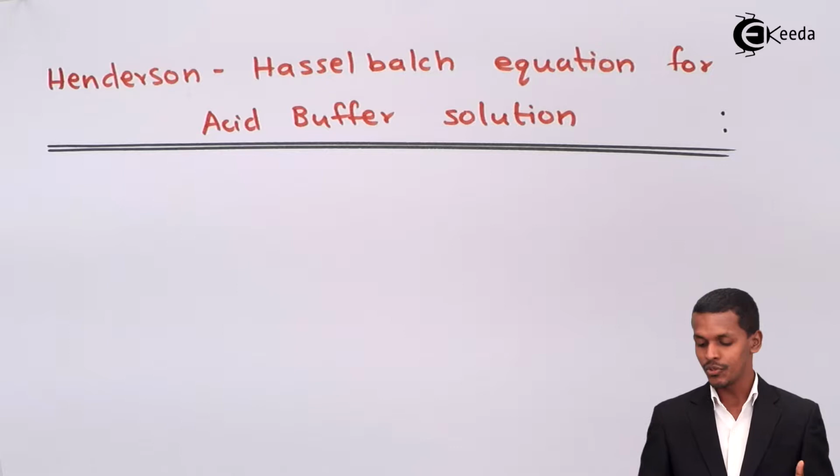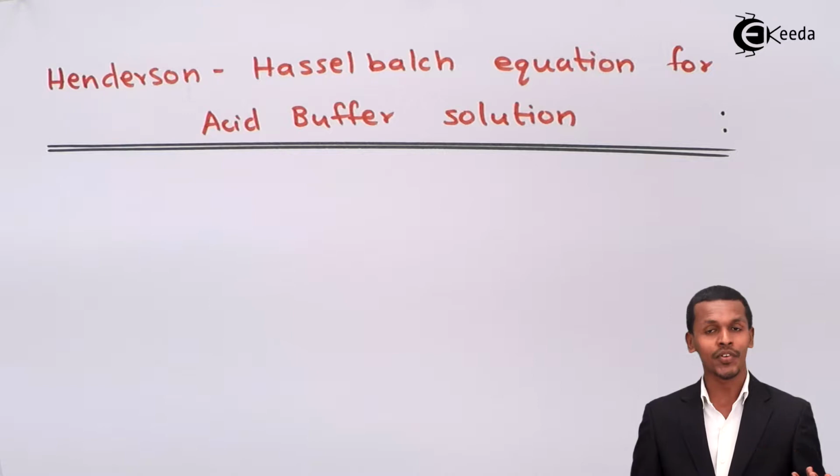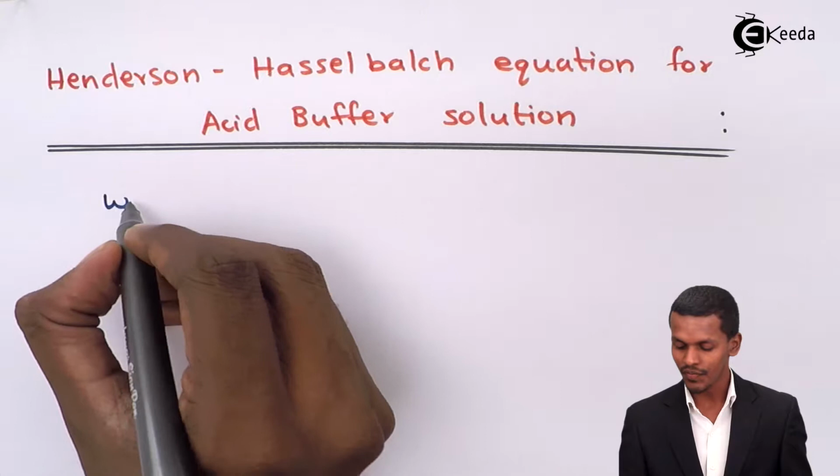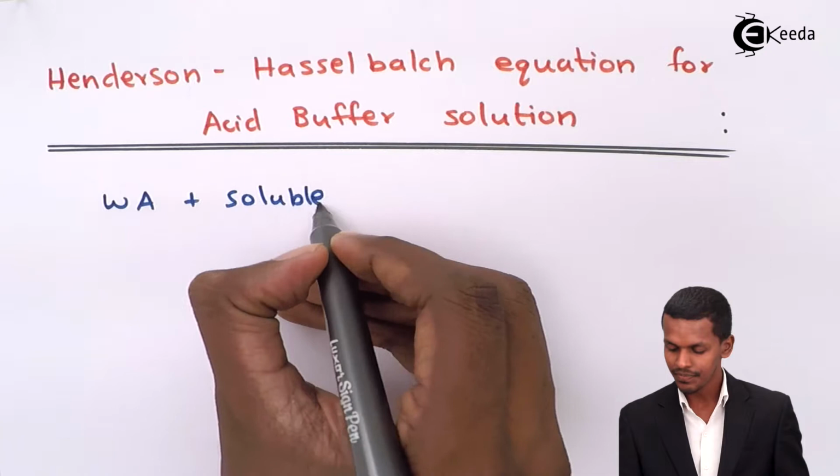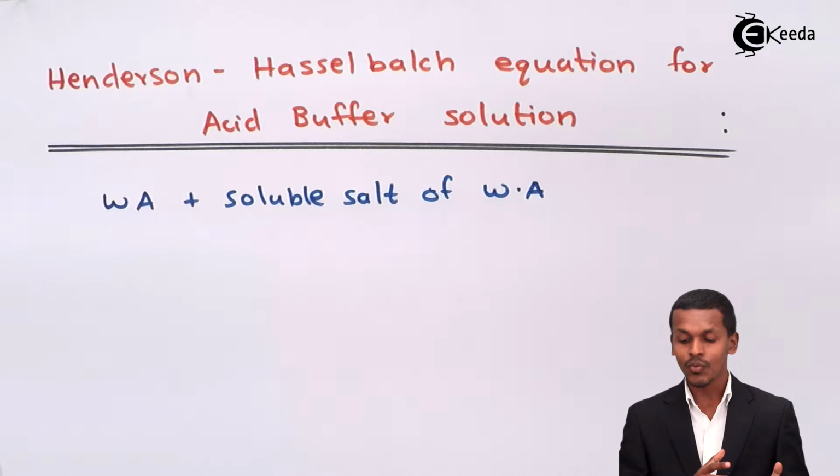Starting with the first one, the acidic buffer solution. Obviously we have got to know that an acidic buffer solution is one which consists of a weak acid. I will say it again, it will consist of a weak acid along with a soluble salt of the weak acid, which consists of a strong base, and this is what we are going to represent.